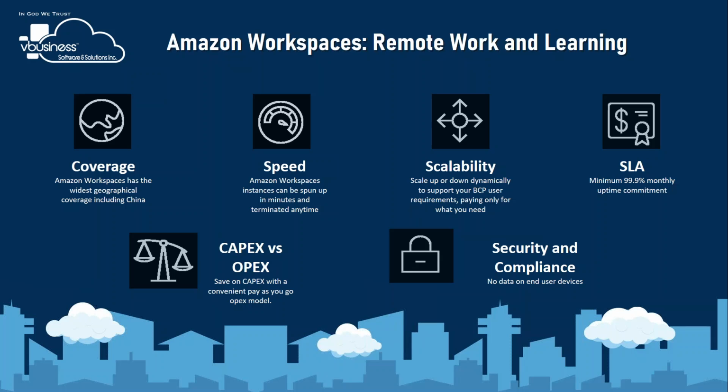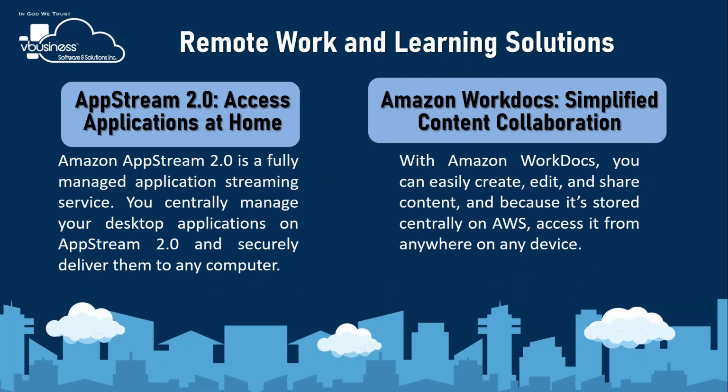Okay, so aside from this, we have other remote work learning solutions. We have here AppStream 2.0, to access applications at home. Amazon AppStream 2.0 is a fully managed application streaming service. You centrally manage your desktop applications on AppStream 2.0 and securely deliver them to any computer. So what's the difference between AppStream and Amazon Workspaces?